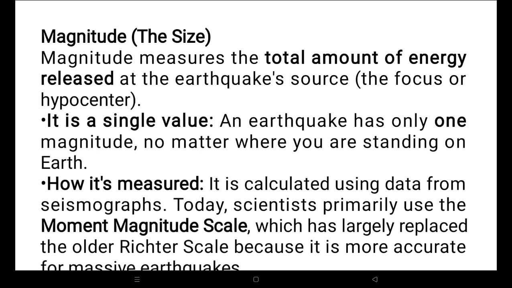Magnitude measures the total amount of energy released at the earthquake source, which is known as the focus or hypocenter. It is a single value, and no matter where you are standing on the earth, the magnitude will be the same. Suppose you are standing far from the earthquake focus, the magnitude of the earthquake will be the same, but intensity will vary. How, I will say later. So how is it measured? It is calculated using seismographs.